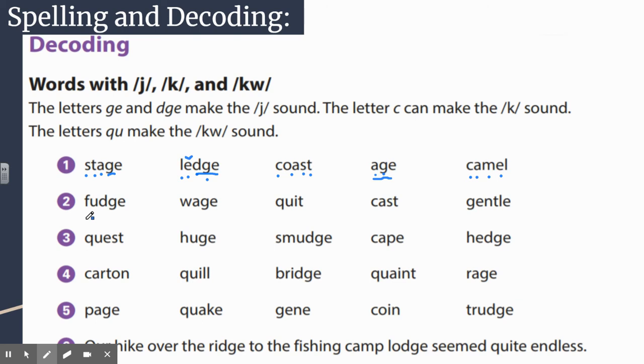I'll put the dots. You say the sounds. 3 sounds. F-u-j. Did you get those? Fudge. Good. Here's the next one. Say the sounds as I put the dots. 3 sounds. Did you get w-a-j? Nice work. Let's try this one.